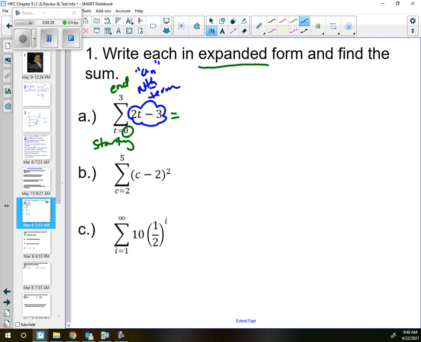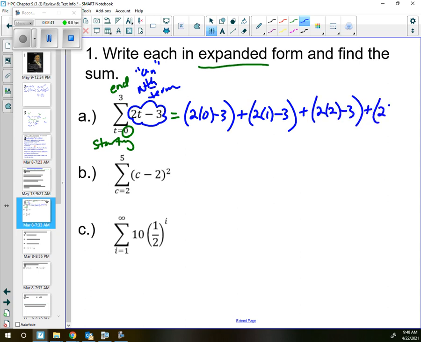So to get term 0, I'm going to substitute in a 0. To get term 1, I'm going to substitute in a 1. To get term 2, I'm going to substitute in a 2. And to get term 3, I'm going to substitute in a 3. So this is the arithmetic that I would do to generate each of the terms. I'm replacing the t with the value for t for each of those terms. So that's kind of the arithmetic.